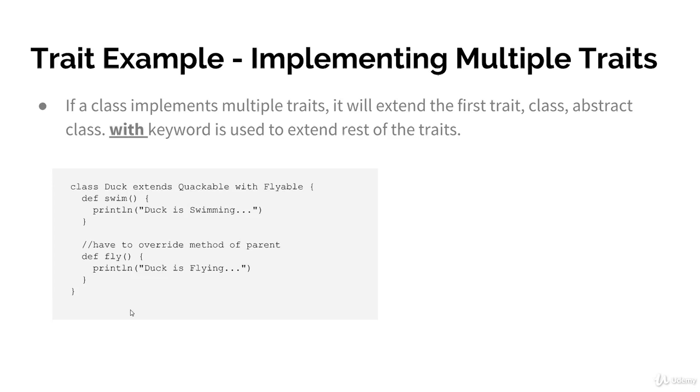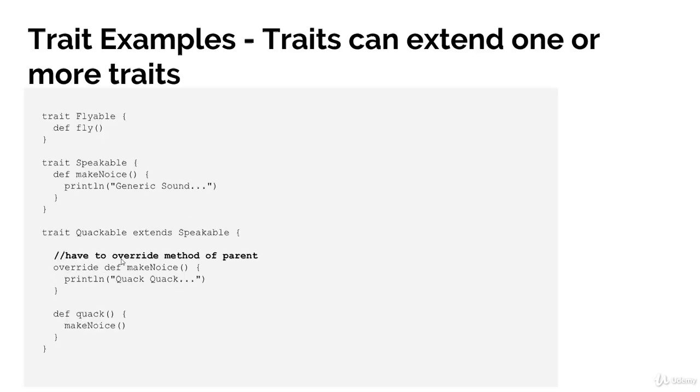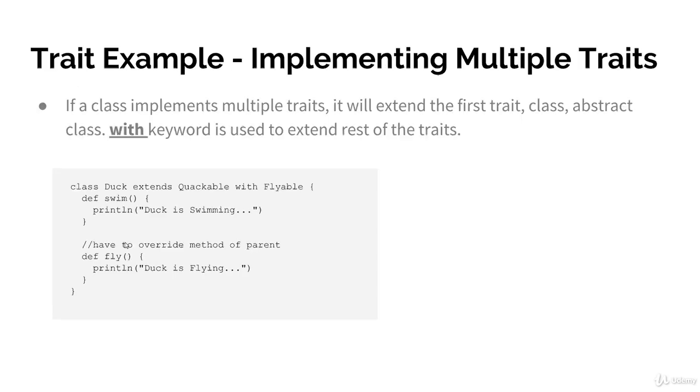One class can implement multiple traits. Whenever we have to implement multiple traits, we will use the with keyword. Let's say I have a class Duck which extends Quackable and also implements Flyable. In that case, I'll say extends Quackable with Flyable. It will add a new method called swim, and then it has to override fly because fly is an abstract method in the Flyable trait. This is how the Duck class will be implemented.